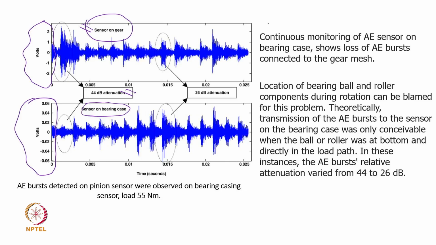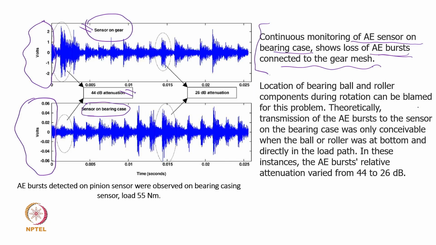As I mentioned earlier, we also need to detect the fault which is created or which has just been generated, so that we know the root cause of failure, and that is why AE will be more useful for continuous monitoring. Continuous monitoring with an AE sensor on a bearing case shows loss of acoustic emission compared to the sensor connected to the gear mesh. So, this has been indicated: even with the same technique, a different location will really impact the result and give a different kind of results.